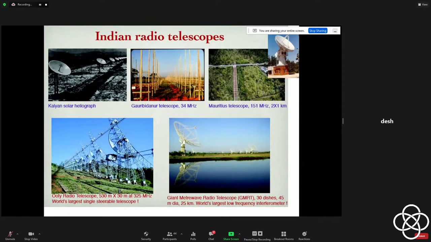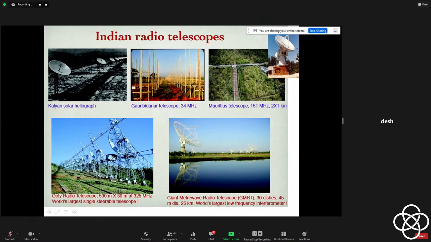There are a large number of Indian radio telescopes where you will see various examples of it. The old Kalyan solar heliograph that Sarup and collaborators had used had these dishes with a sensor at the focus, so this is the antenna and this is just the reflector. In the Gauribidanur telescope, which is 80 kilometers from Bangalore, at very low frequencies you have long dipoles arranged with the support of wooden poles. You can hardly see the dipoles because of the thinness of the wires. But they are simple dipoles arranged in an array form, which goes on for 1.5 kilometers.